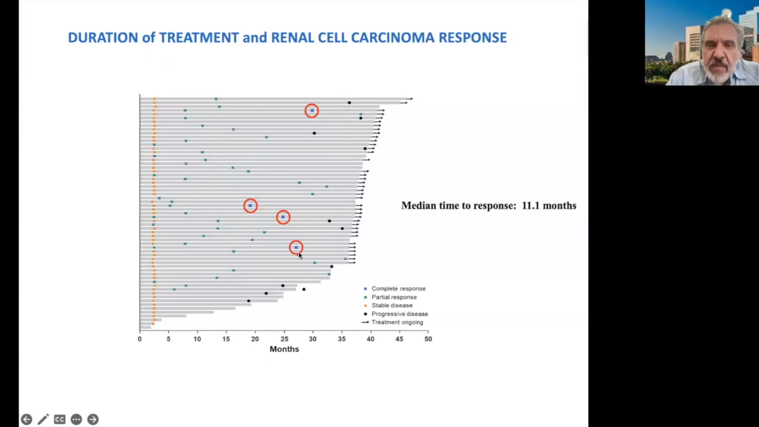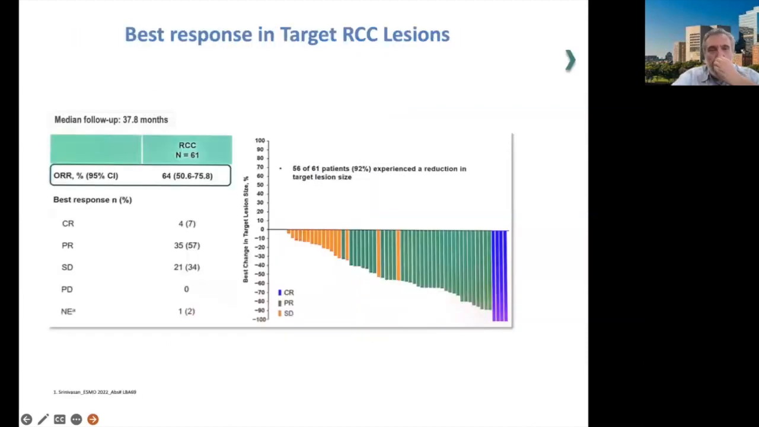These are people that actually responded with a complete response. If you see here, the blue is complete response. Complete response means the tumors disappear completely at 30 months, 28 months, 25 months, or 20 months. And this is the time that they had a complete response.